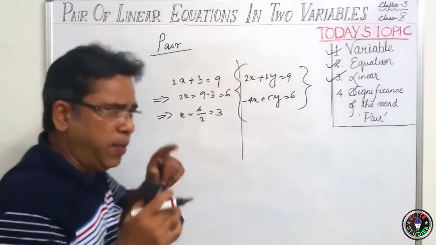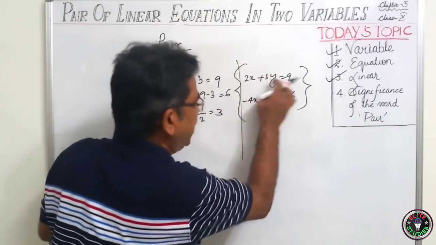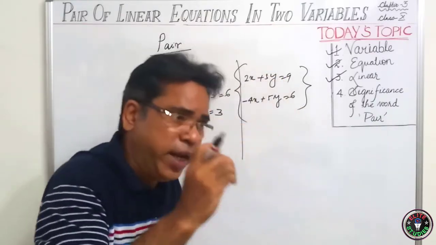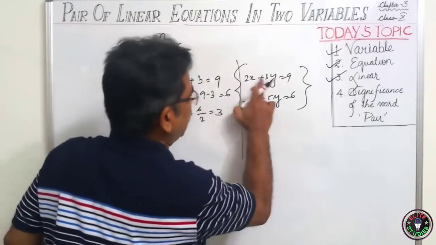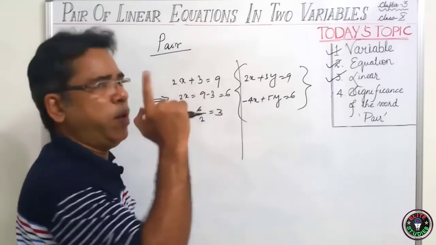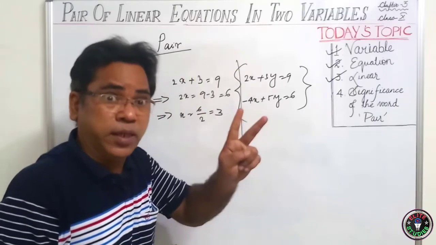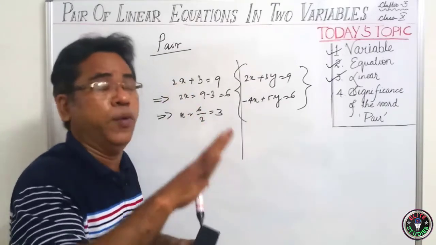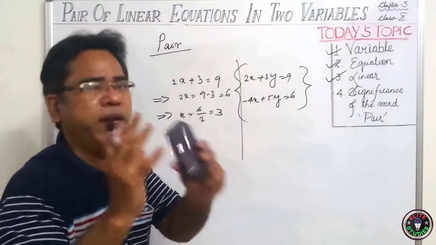So, the bottom line is that the number of equations you need to get the values of the variables should be equal to the number of variables. Again, I will repeat. If there are 2 variables, you need 2 equations. If there is 1 variable, you need only 1 equation. If there are 3 variables, you need 3 equations. If there are 4 variables, you will need 4 equations. That means the number of equations must be equal to the number of variables.